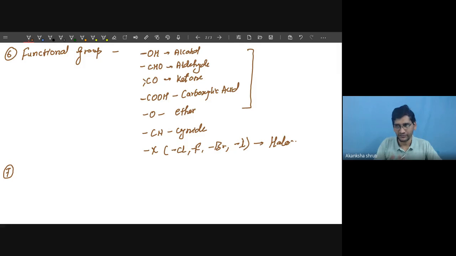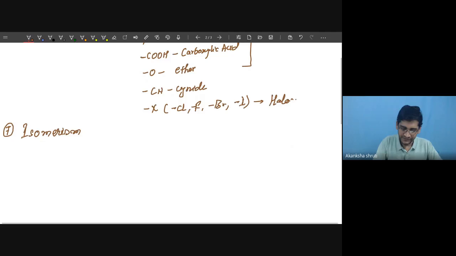the different structural formula. That is called isomerism. The phenomenon of existence of different structural formulas for the same molecular formula is called isomerism, and the different structures are called the isomers.